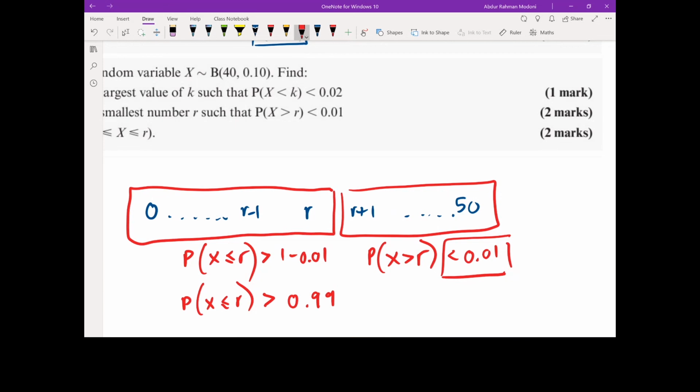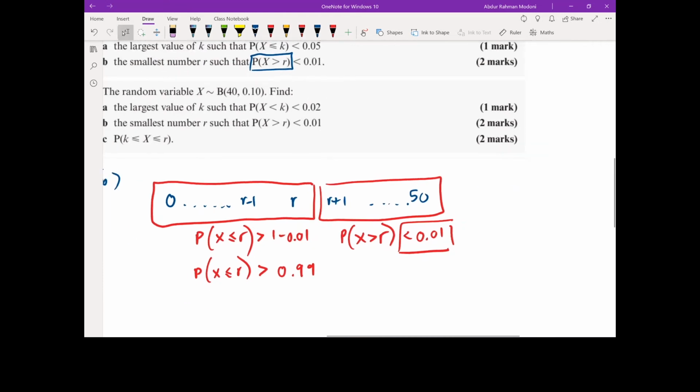So we're going to go to the tables. We're going to find a probability that is close to 0.99. We're going to look at the one above it, i.e. less than 0.99, and the one after it. And then we'll come back to this to actually pick the correct thing. We won't try and do all of it in one go. It'll be a bit confusing.